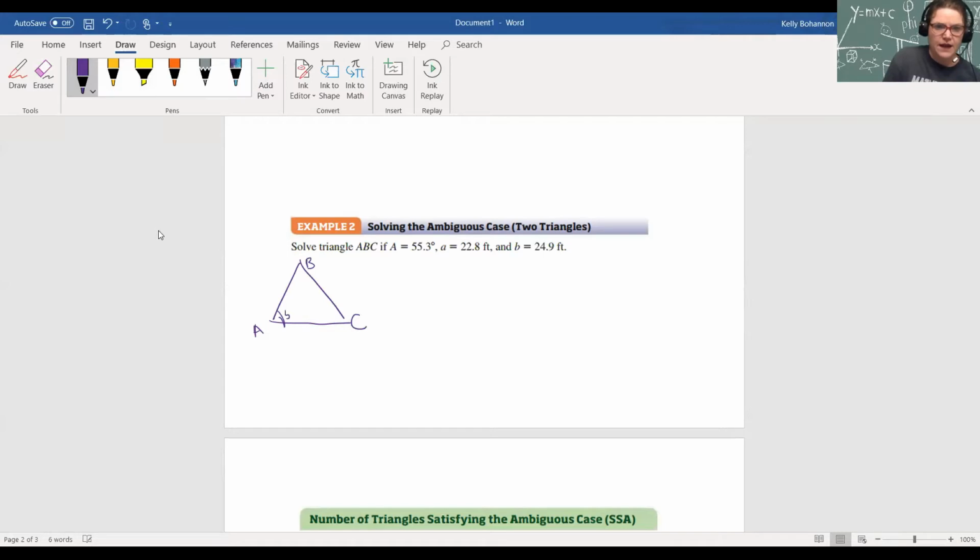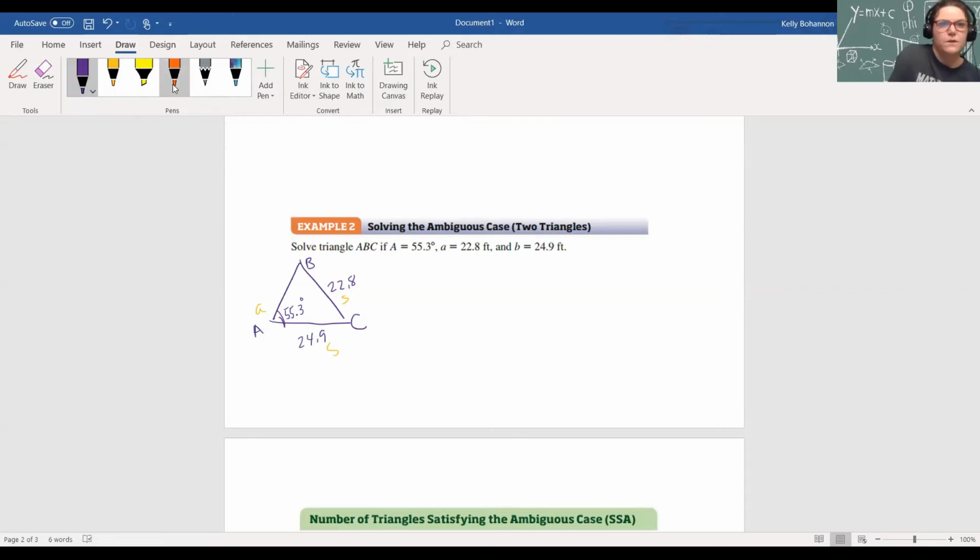I know angle A is 55.3 degrees. I know side A is 22.8, and I know side B is 24.9. So if I'm looking at this again, I have angle, side, side. In triangle congruency, that doesn't exist. In law of sines, that means I potentially have an ambiguous case. So, because I have side B, let's look for angle B.